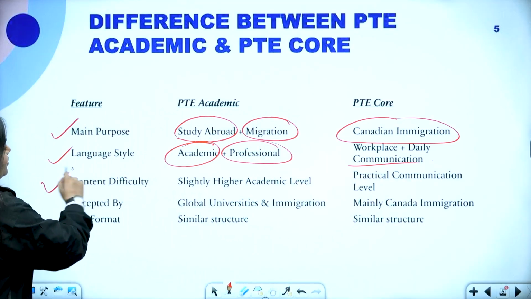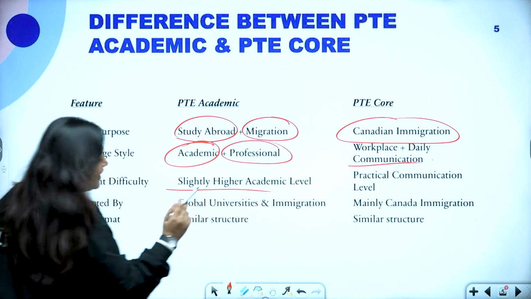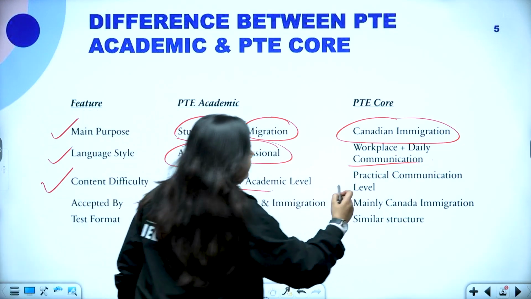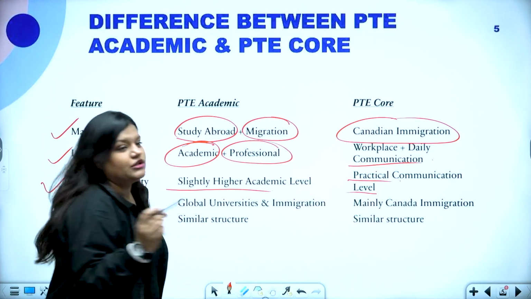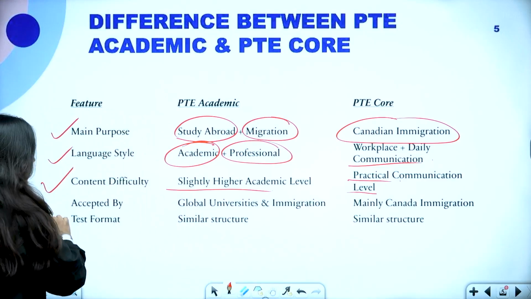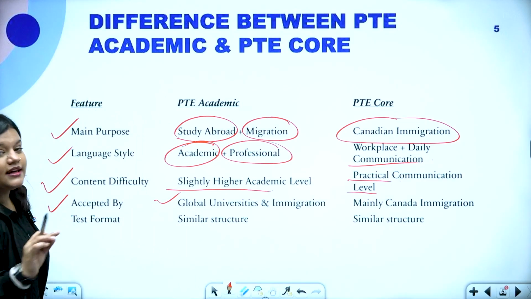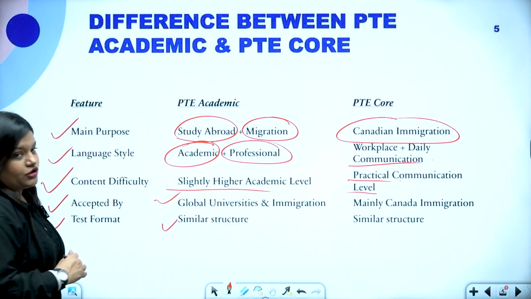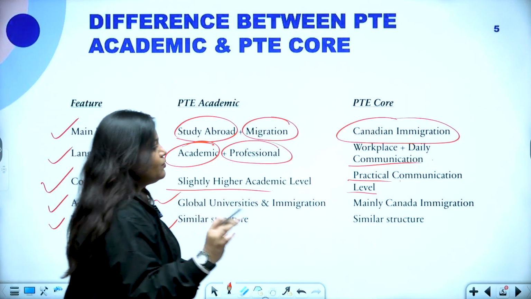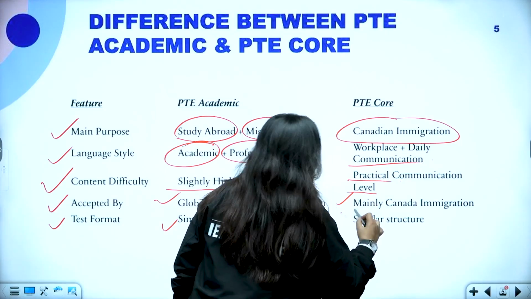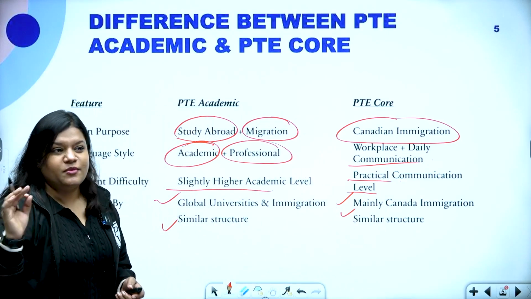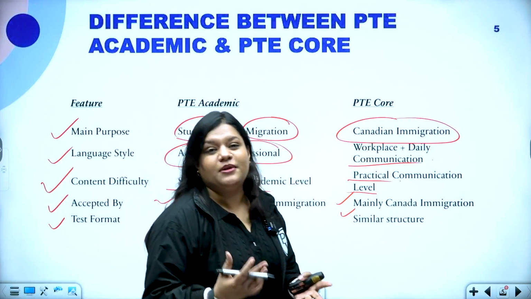Moving ahead, the difficulty is slightly higher, at academic level, for PTE Academic, or if I talk about PTE Core, it is practical communication level. PTE Academic is accepted by global universities and immigration bodies with a test format of similar structure, while PTE Core caters mainly to Canada immigration with a similar structure. So this is the difference between PTE Academic and PTE Core.